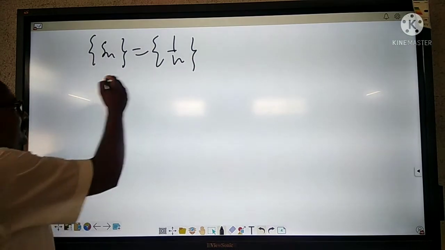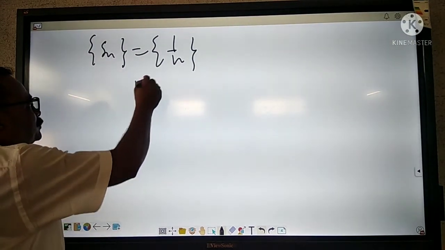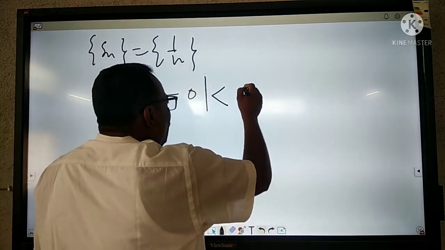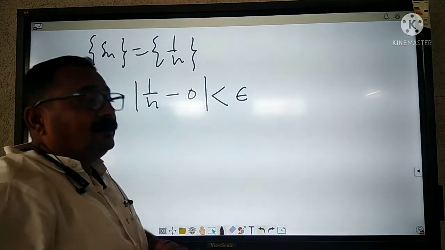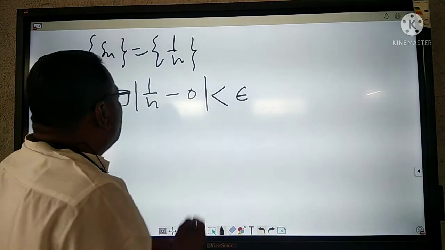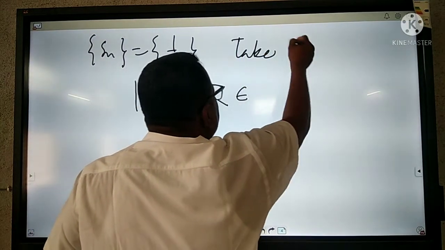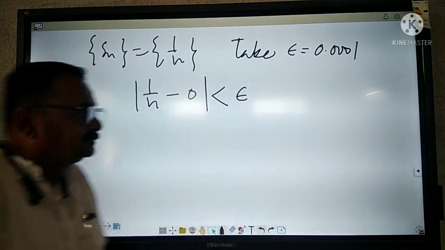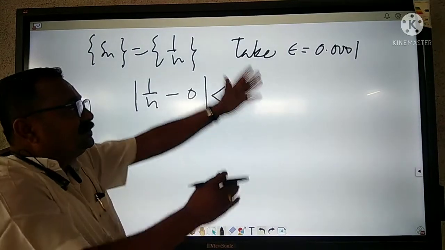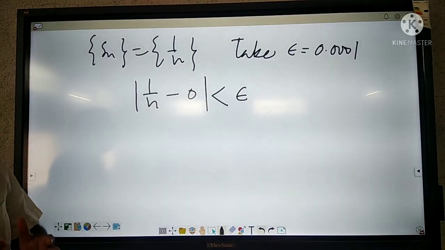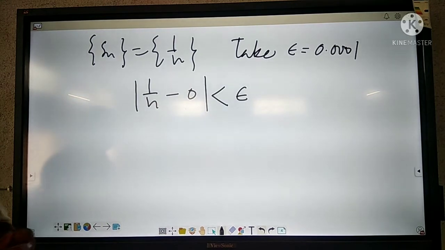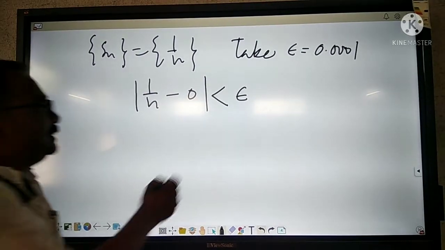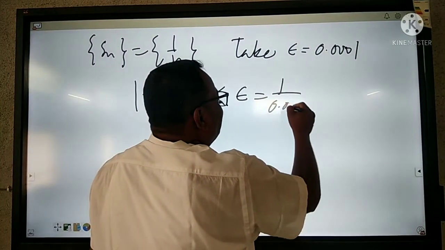Now see, Sn is 1 upon n. So see this: modulus of 1 upon n minus 0, this difference is less than epsilon. What does it mean for every epsilon? Let us take epsilon as a positive number. Suppose we take it as 0.0001. It means the difference must be less than 0.0001. Then how do we find that m? See now. Modulus of 1 upon n minus 0 is less than epsilon.